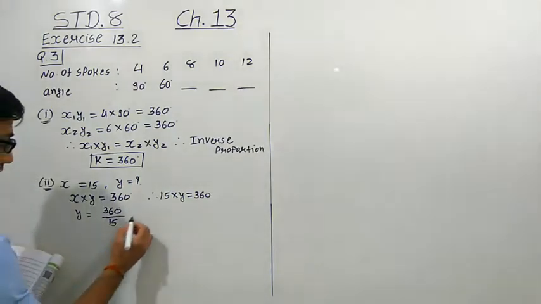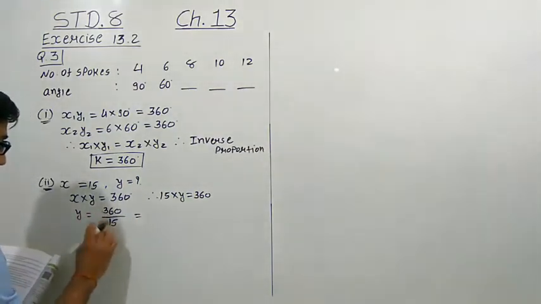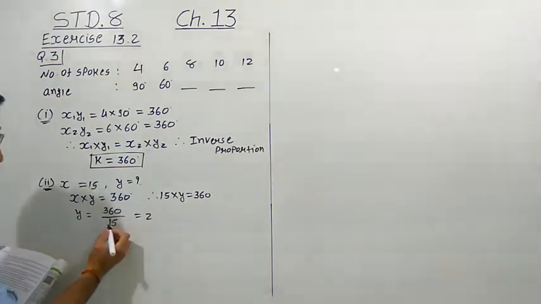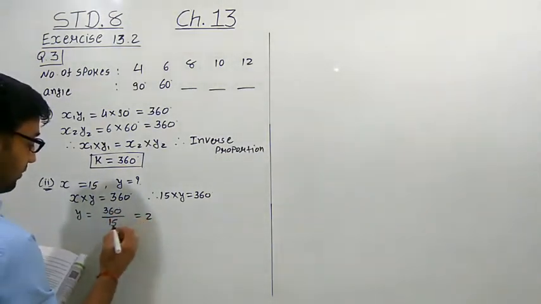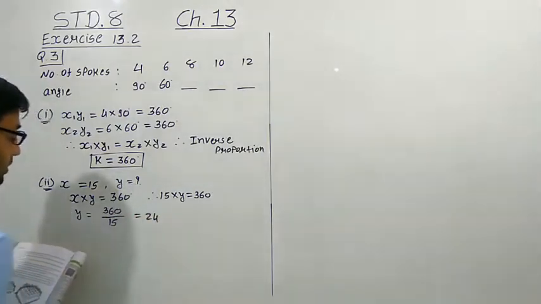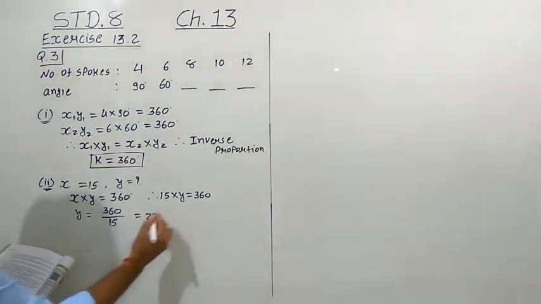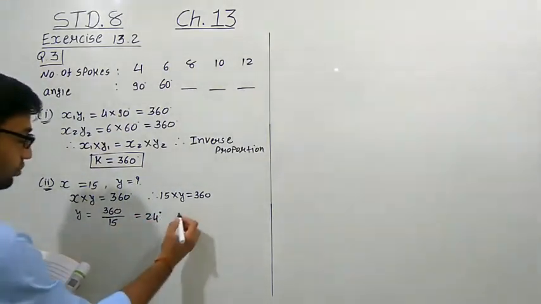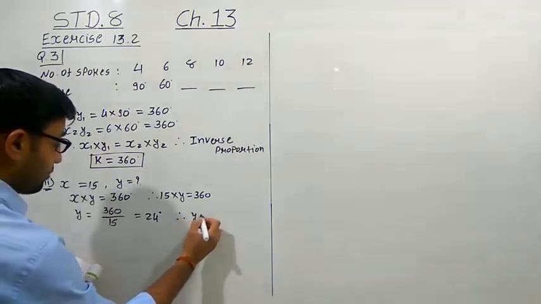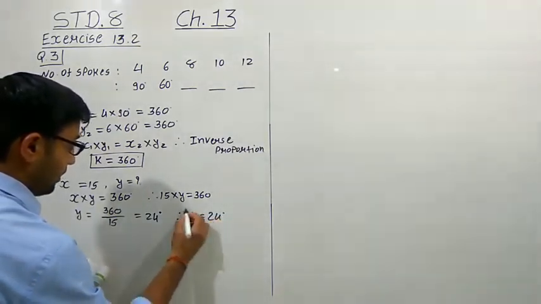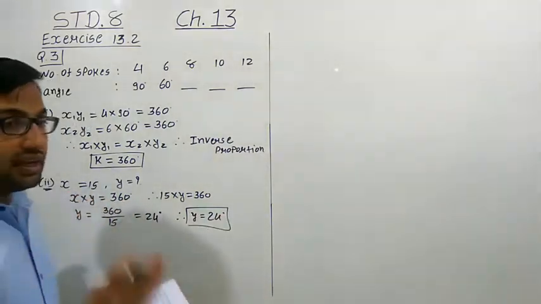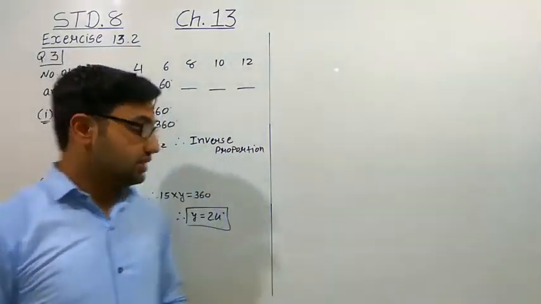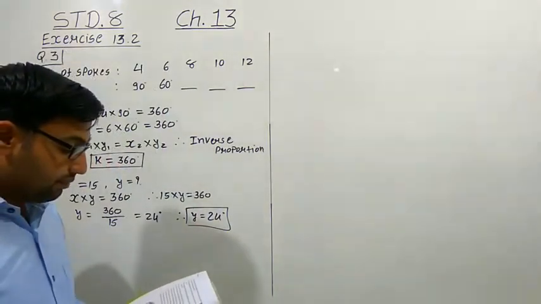Now we can cut this. 15 2s are 30, 6 is the remainder, 60. 15 4s are 60. So the angle here we get is equal to 24 degree. So whenever the number of spokes is 15, the angle between two consecutive spokes is equal to 24 degree.